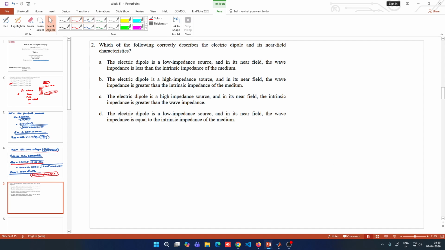So in the near field of the electric dipole, the wave impedance is greater than the intrinsic impedance of the medium. Therefore, electric dipole is referred to as a high impedance source.